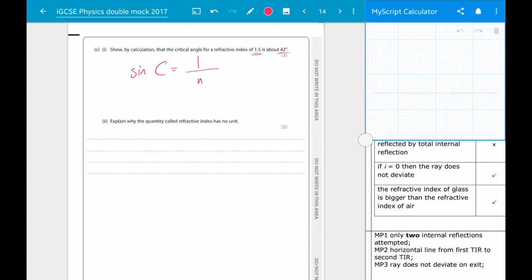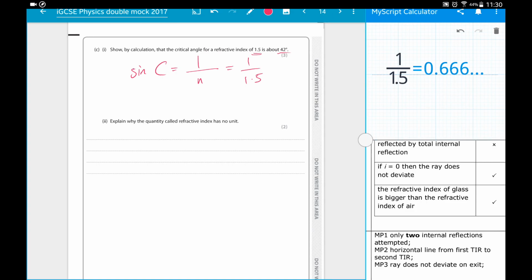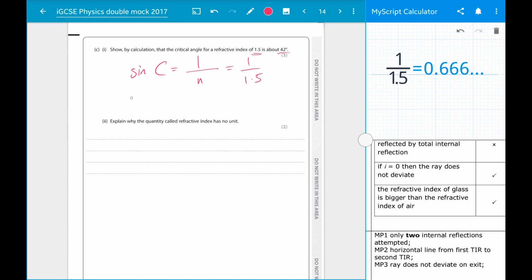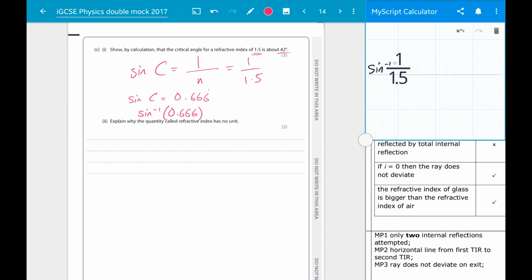So how do we do this on our calculator? Well, 1 over N is 1 divided by 1.5. 1 over 1.5 is 0.666 recurring. So sine C equals 0.666 recurring. How do you get to C? There's a function on your calculator that will do this. It's called inverse sine. So you would do inverse sine of 0.666 recurring, or 1 over 1.5. So I'm going to do it like this: sine inverse.